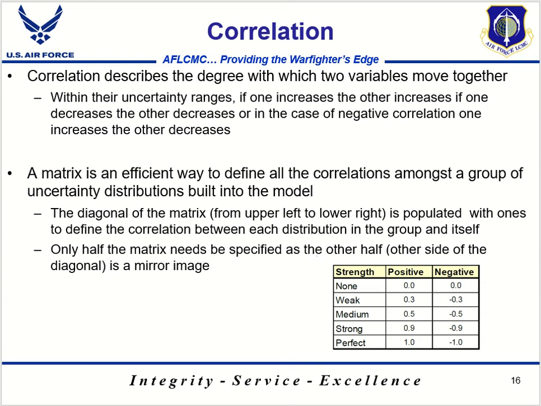But two perfectly correlated elements would have a one-to-one relationship, and a 0 would indicate no correlation between the elements at all. You can see in the table on the bottom right some general guidelines for correlation factors, but in the absence of good correlation data, a 0.30 value is the recommended default for correlation.